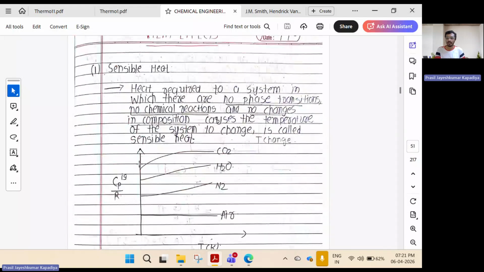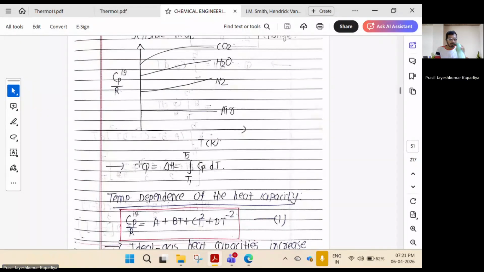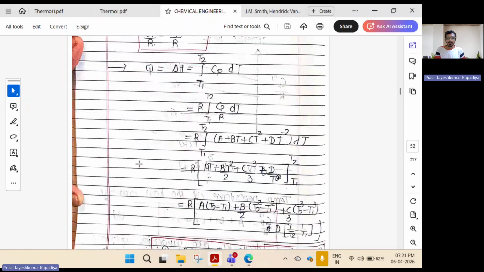If you integrate this, it is the integral of A plus B T plus C T square plus D into T raised to minus 2 dT. So A dT gives A into T2 minus T1. B into T, integral of T is T square by 2, so B by 2 into T2 square minus T1 square. Then C T square, integral is T cube by 3, so C by 3 into T2 cube minus T1 cube. Then T raised to minus 2 integrates to minus 1 by T, so it is minus D into 1 by T2 minus 1 by T1.